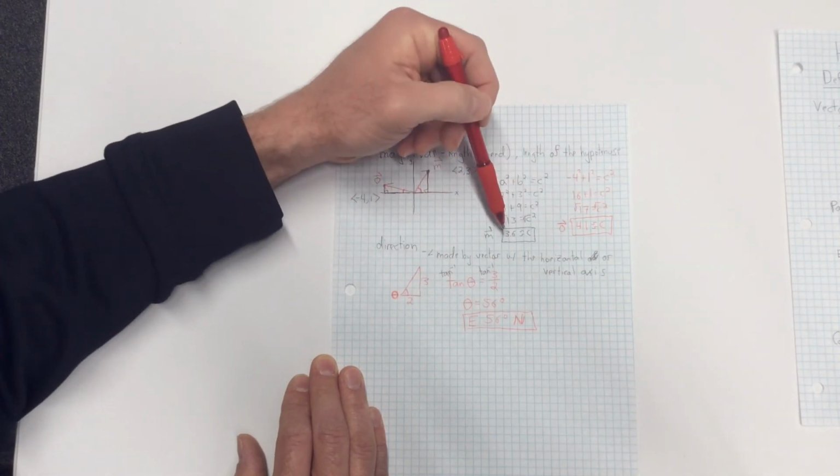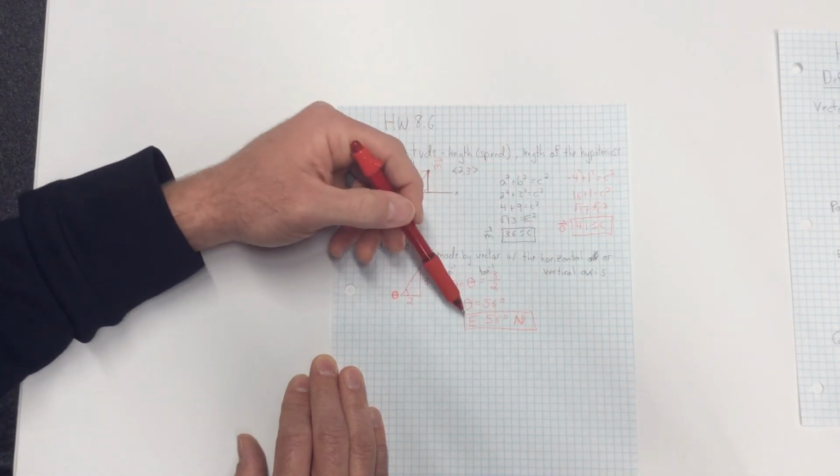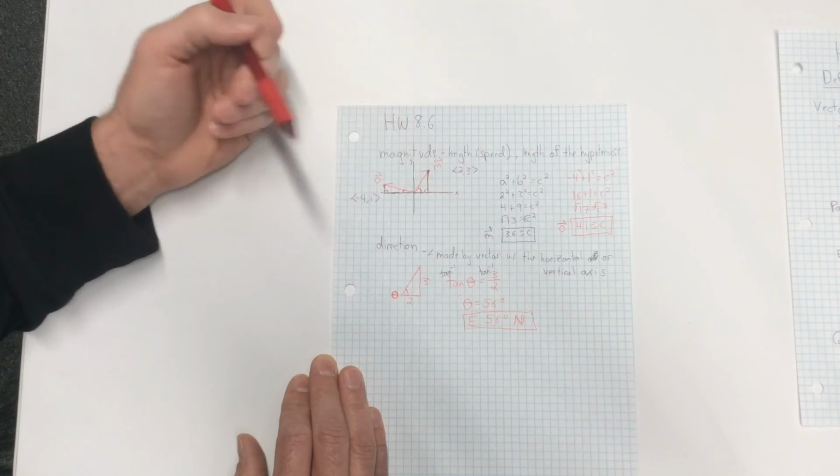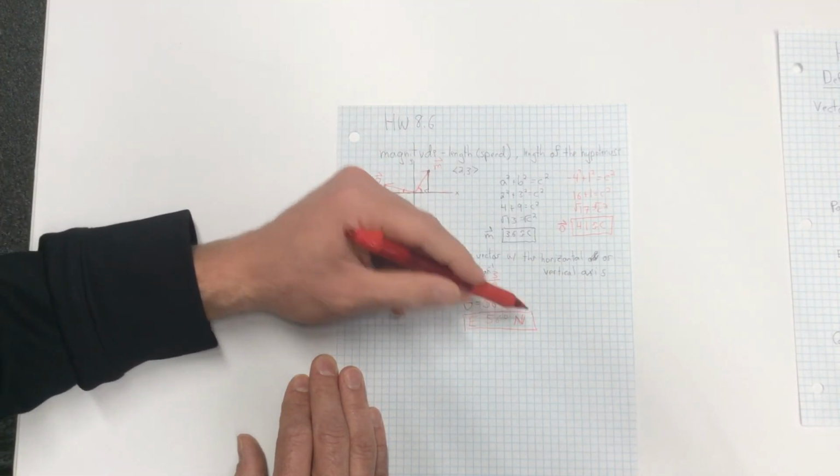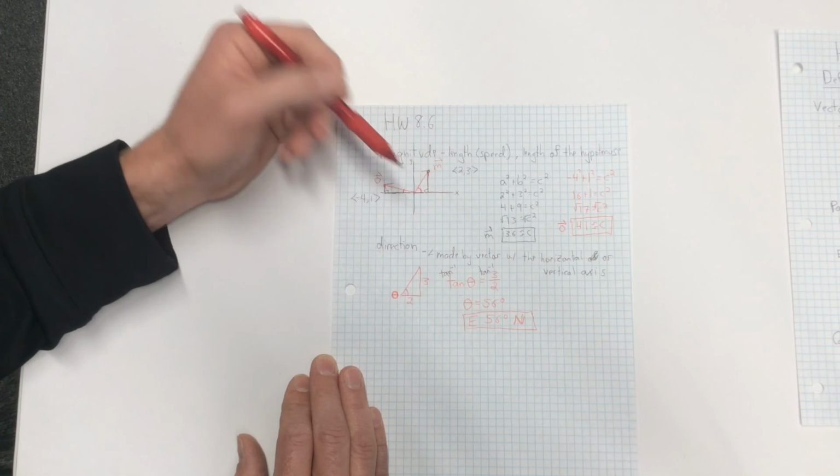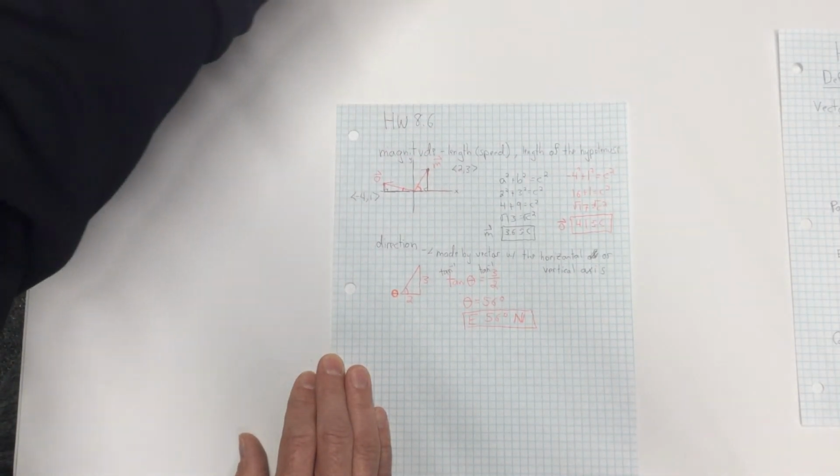The magnitude of it is 3.6. Its direction is east 56 degrees north. I know that nomenclature might be a little confusing, but you'll get used to it. And we'll do one more example right here.